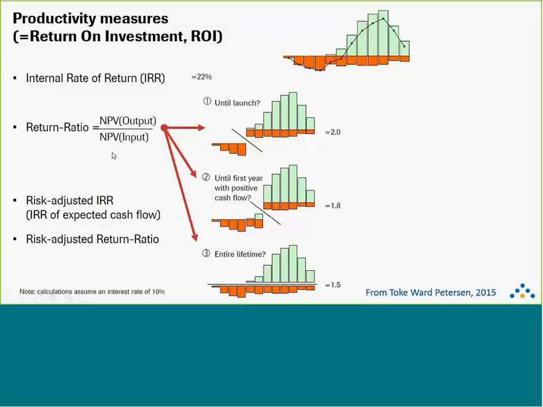You can think also about return ratios in different ways, where you have the NPV of everything after launch over the NPV of everything before launch, or the NPV of everything after the first year with positive cash flow, or the entire lifetime, a simple risk-adjusted return ratio. I think these pictures from Toke Ward Peterson at Roche actually make this very clear.